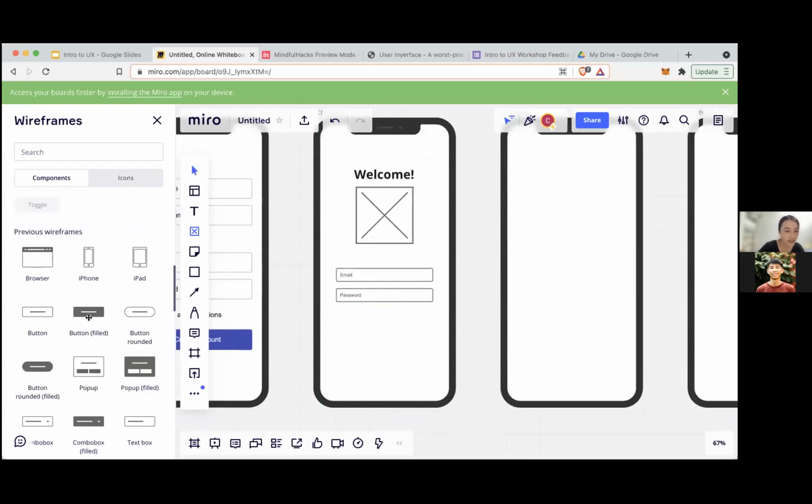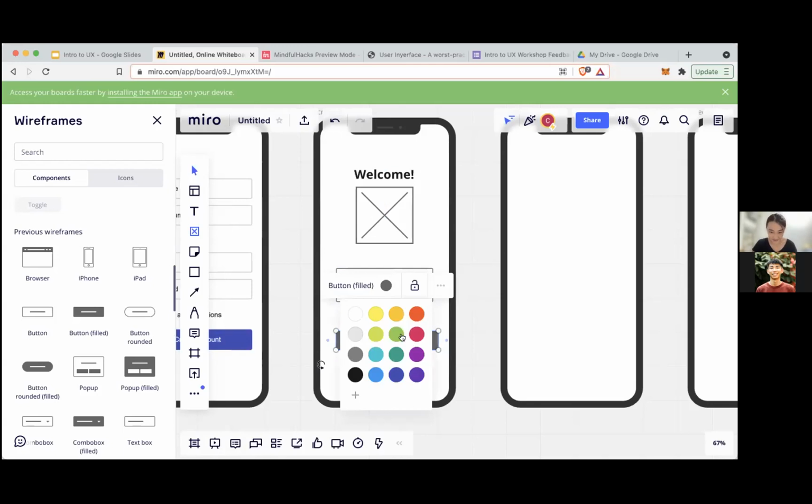So where is the button? The button is here, login. All right, and we want to make this button big. Well, maybe not that big. Long, like this. And what color should we use? Definitely not red. We should use either green or any other color that doesn't symbolize stop. So in this case, I'll use this green here.